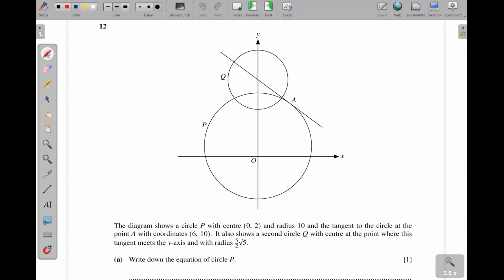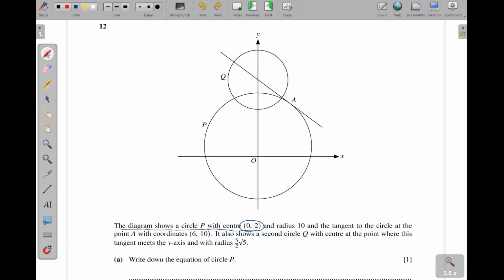Question 12 is coming from circles. The diagram shows a circle P with center (0, 2) and radius 10, and the tangent to the circle at point A with coordinates (6, 10). It also shows a second circle Q with center at the point where this tangent meets the y-axis, and with this radius here. Part A, write down the equation of the circle P.